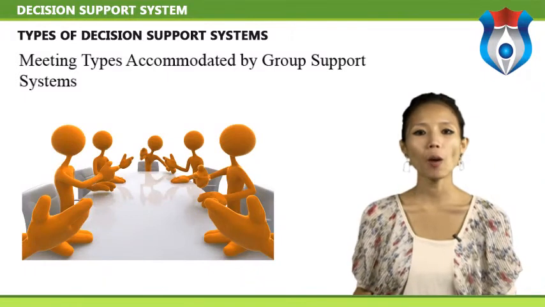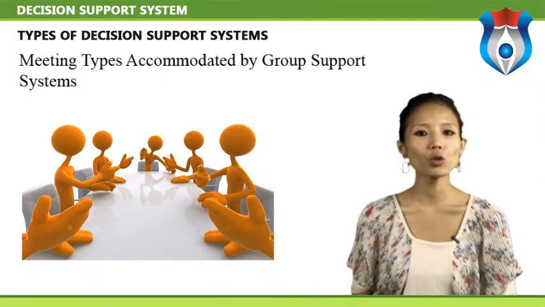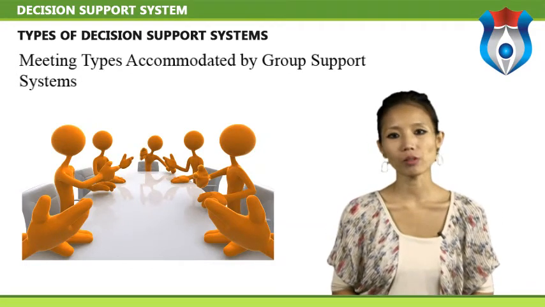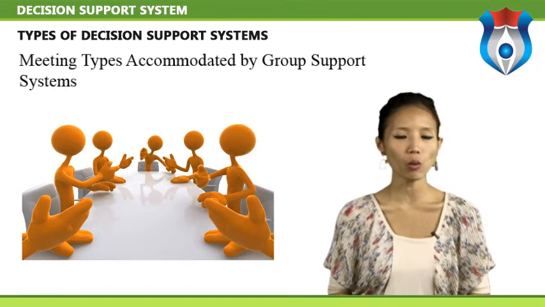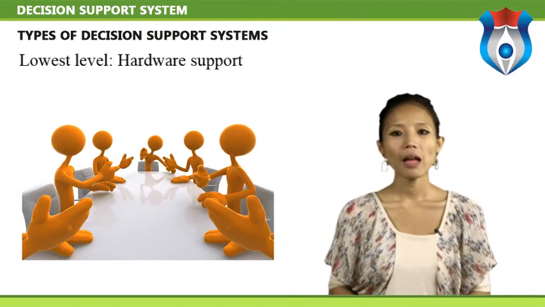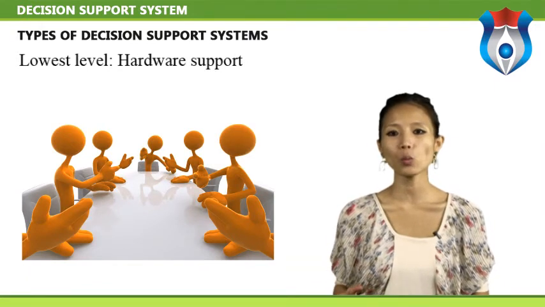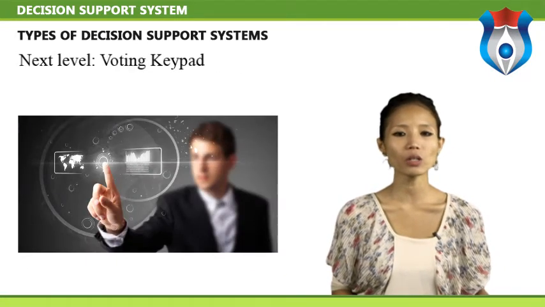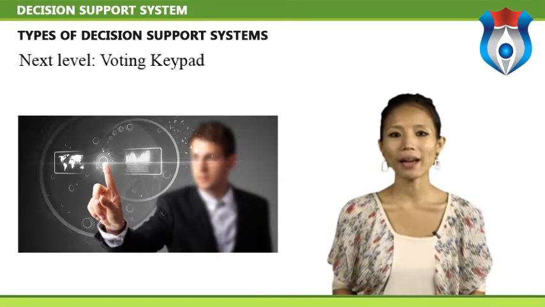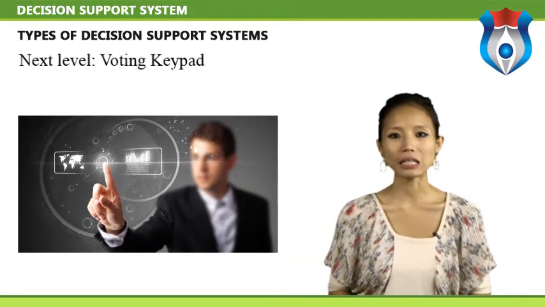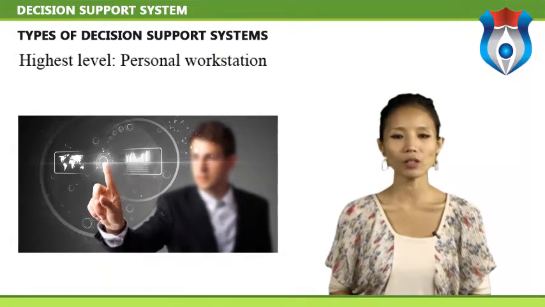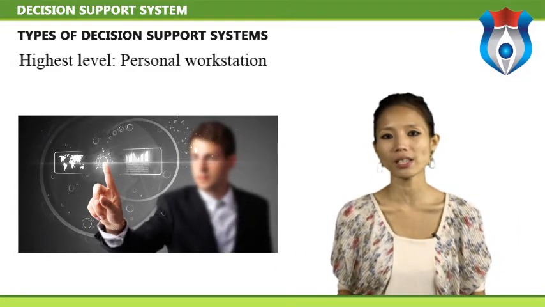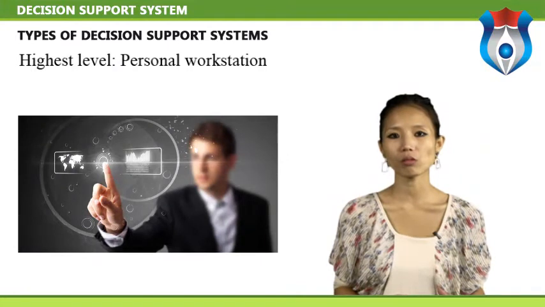Meeting types accommodated by group support system. Different group support systems are appropriate for distinct types of meetings and address wide-ranging meeting problems. The variation is with respect to the level of hardware support and the features incorporated into the software. At the lowest level, the hardware support is a single workstation, usually a PC used by the meeting leader or facilitator. The next level is a voting keypad for each group member combined with a workstation for the meeting leader or facilitator. The highest level of support is a personal workstation for each participant. Software features vary from simple data summarization tools to complex decision modeling tools.